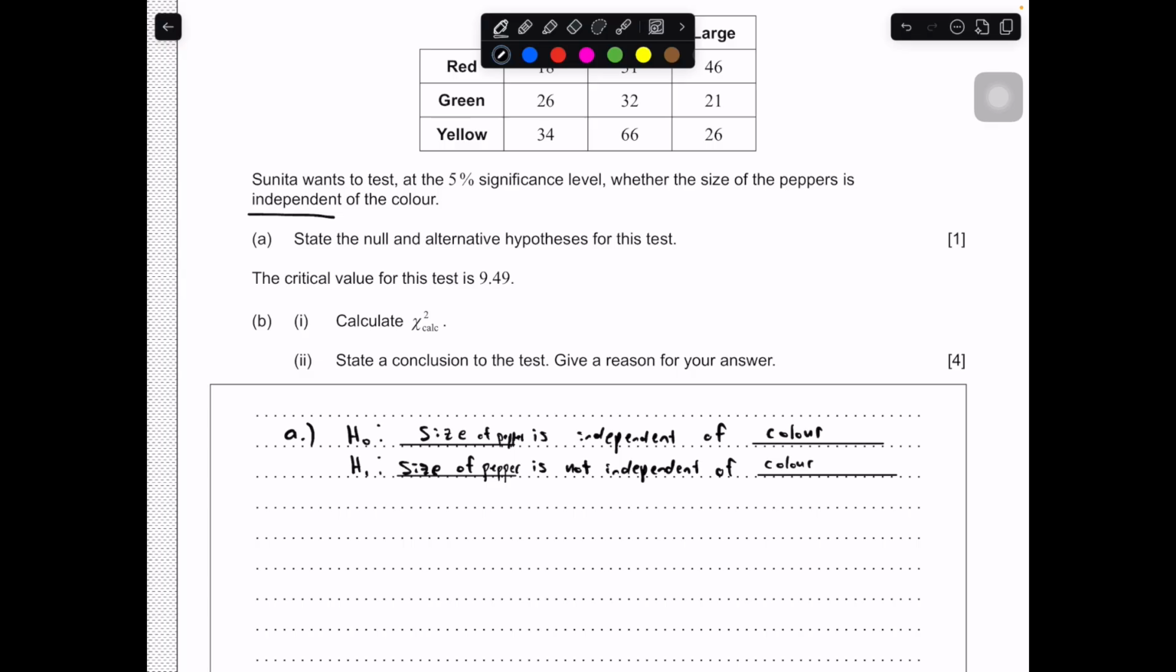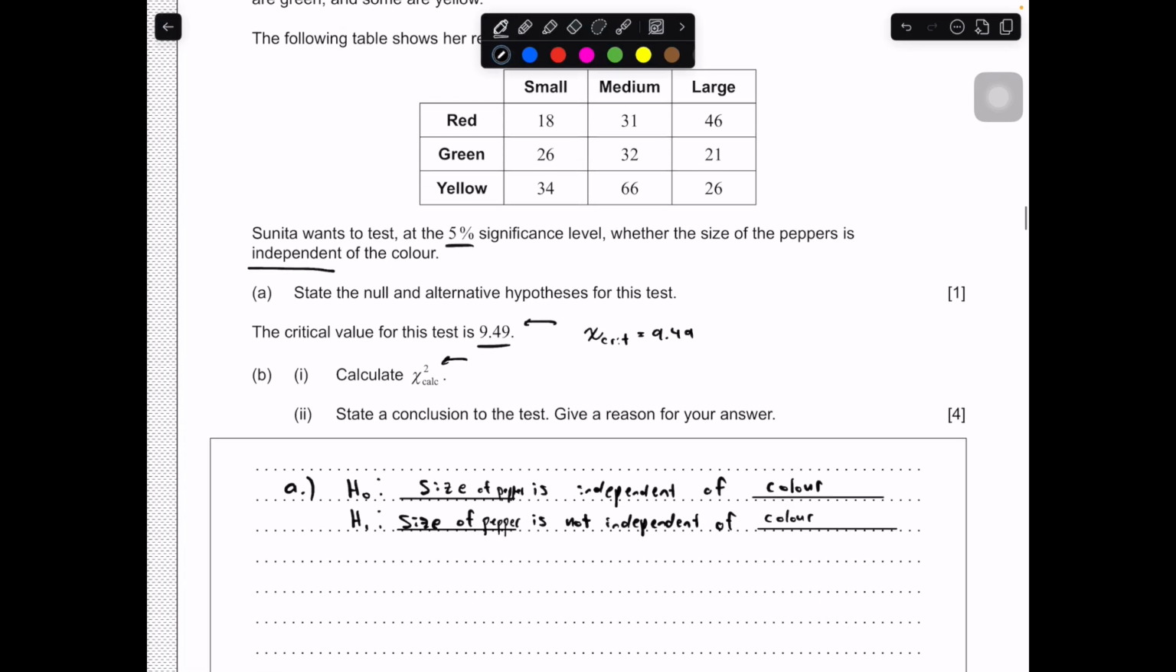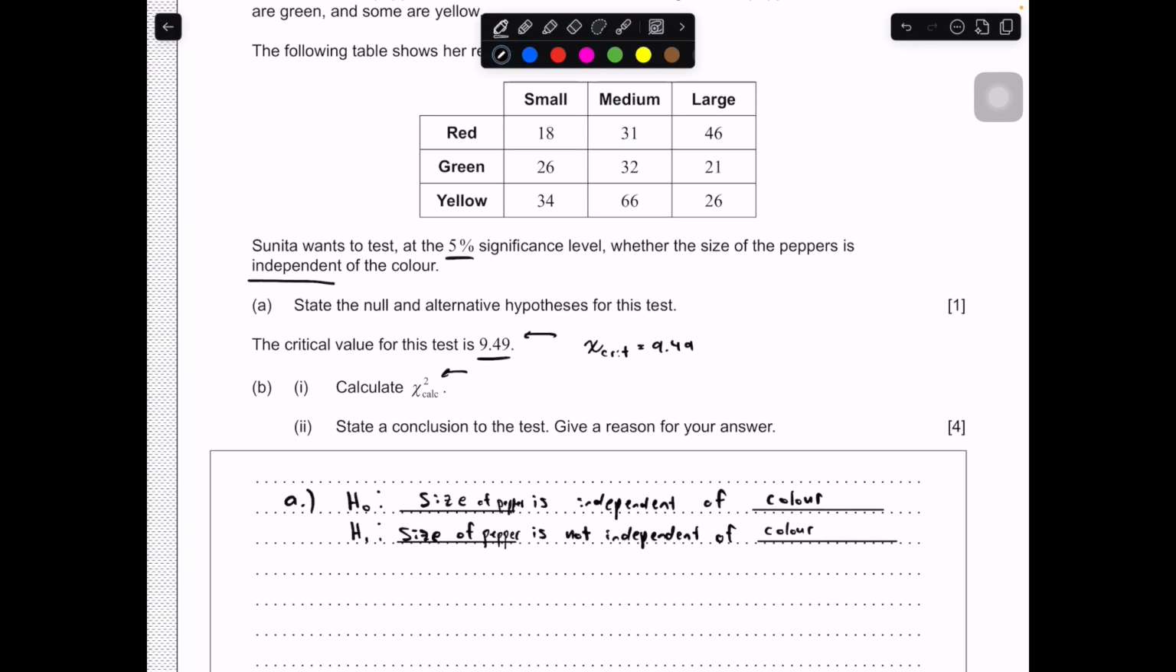The critical value of the test is 9.49, and then they're asking us to find the chi-squared value, that is to say, calculate the chi-squared value, and then the conclusion of the test, and give a reason. Alright, so they gave us the chi-squared critical value of 9.49, which is our cutoff point. And we also know this 5% significance level. Let's go run a chi-squared test, and then we'll see what the results give us.